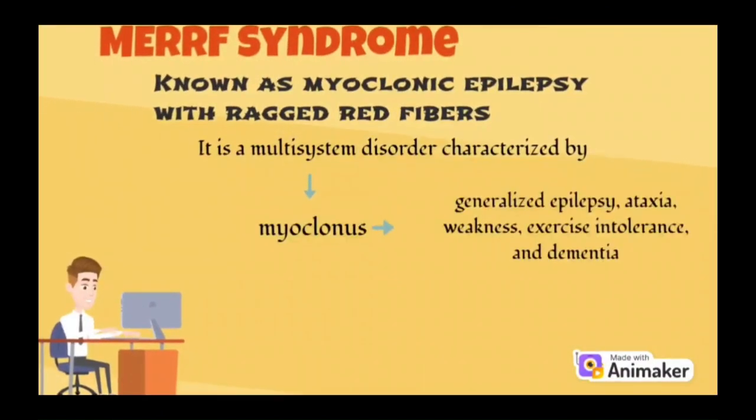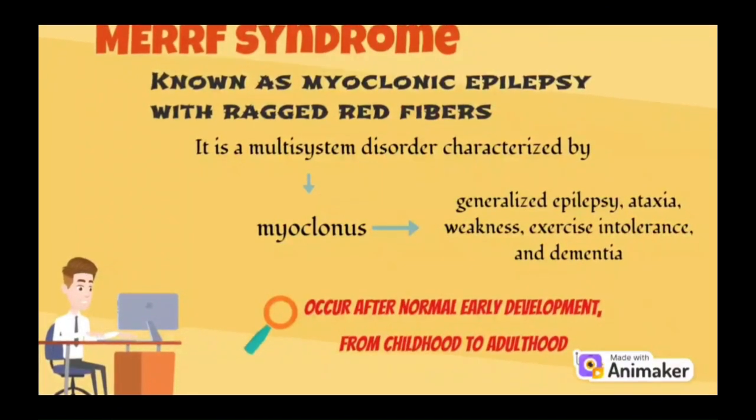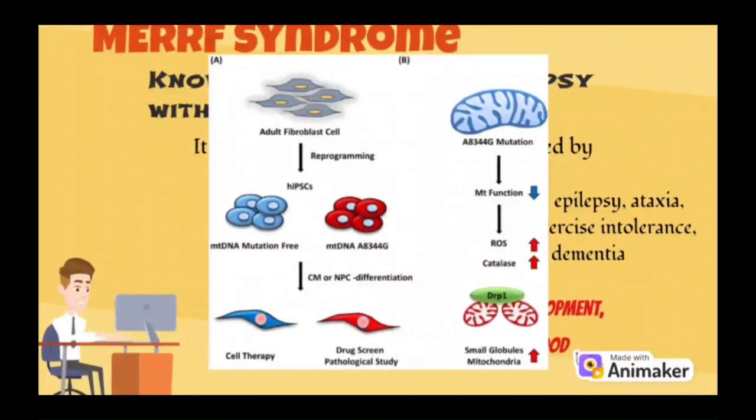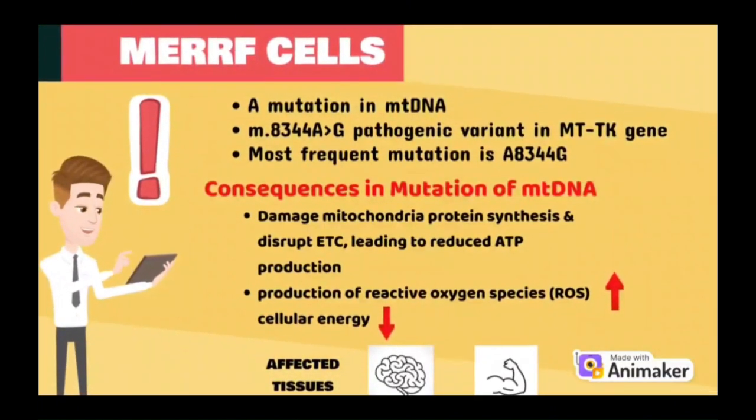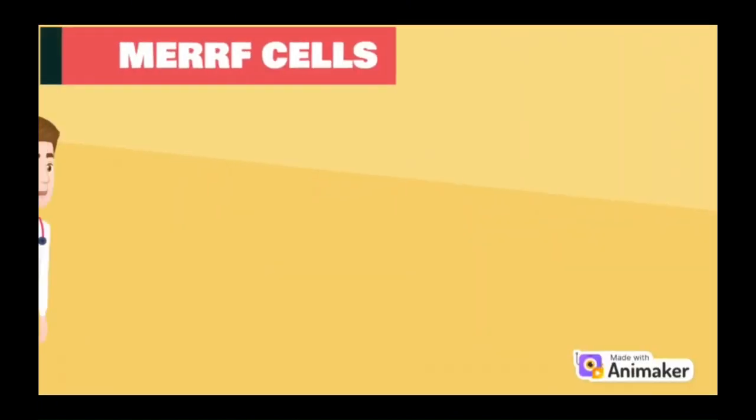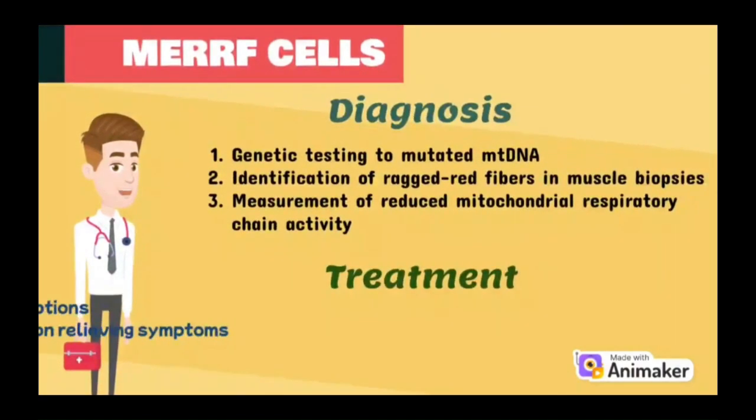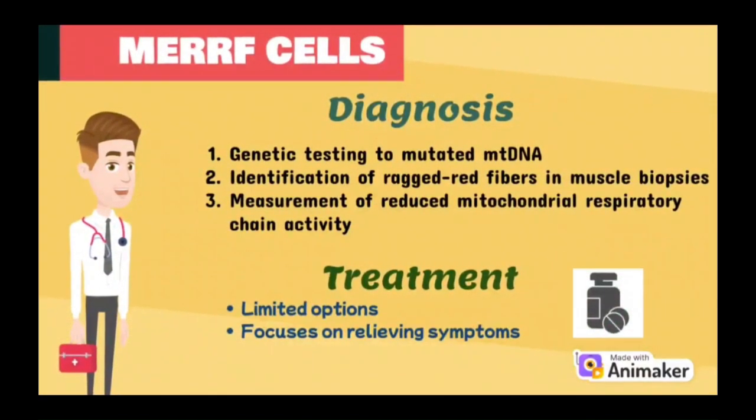MERRF syndrome is a multi-system disorder known as myoclonic epilepsy with ragged red fibers. Mutations on MERRF cells and the consequences. The diagnosis and treatment for MERRF syndrome.